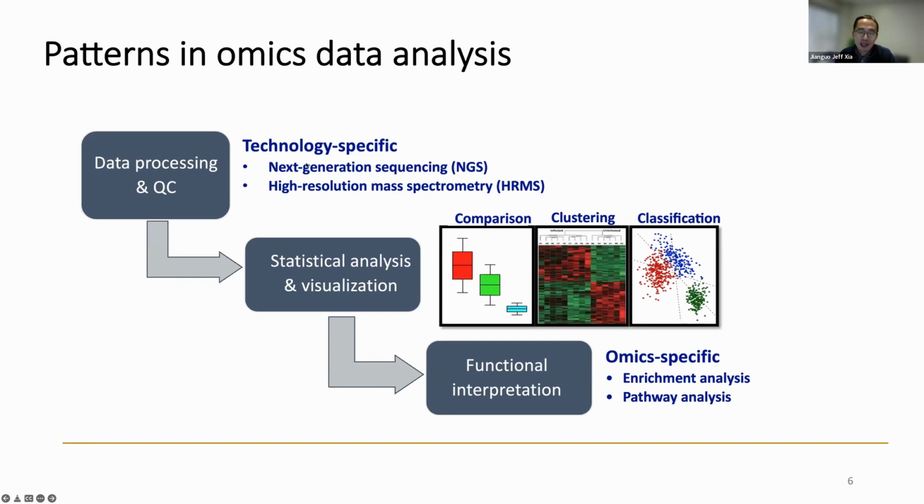If we can get over this stage, all the remaining stages will be more or less shared and transferable. It is statistical analysis and visualization. What these tools try to do is compare, for example, t-test and ANOVA, which compare individual features, genes or metabolites. We do clustering and we do classification, for example PLS-DA and random forest. All of this is more or less used across omics.